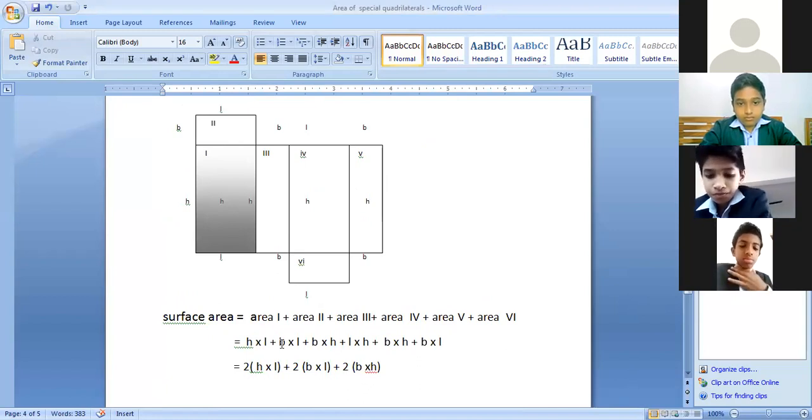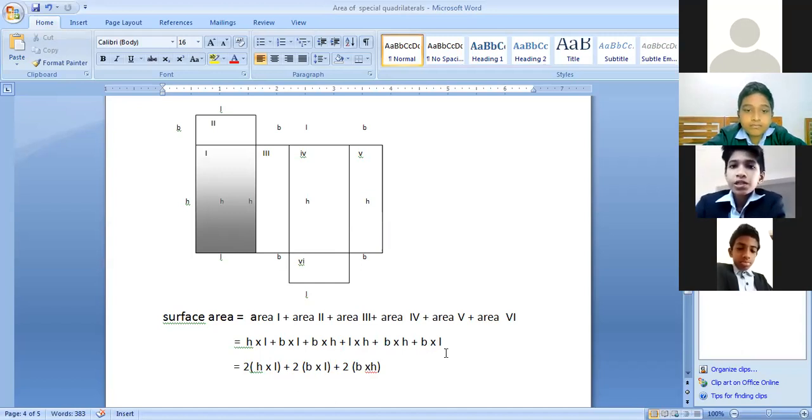Region 2, B into L. Area of region 3, B into H. Region 4, L into H. Region 5, B into H. The area of the sixth region, or sixth rectangle, is B into L. Okay, is that clear?